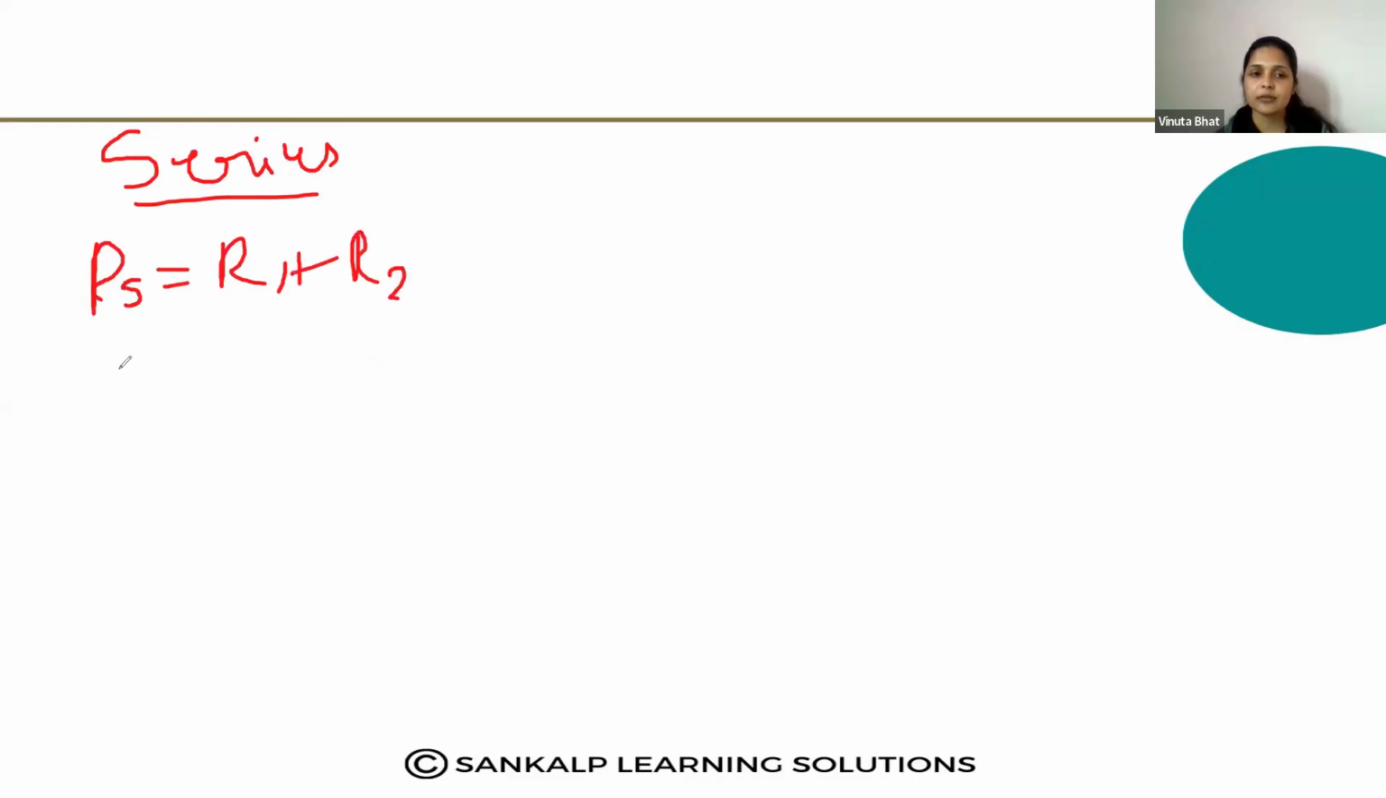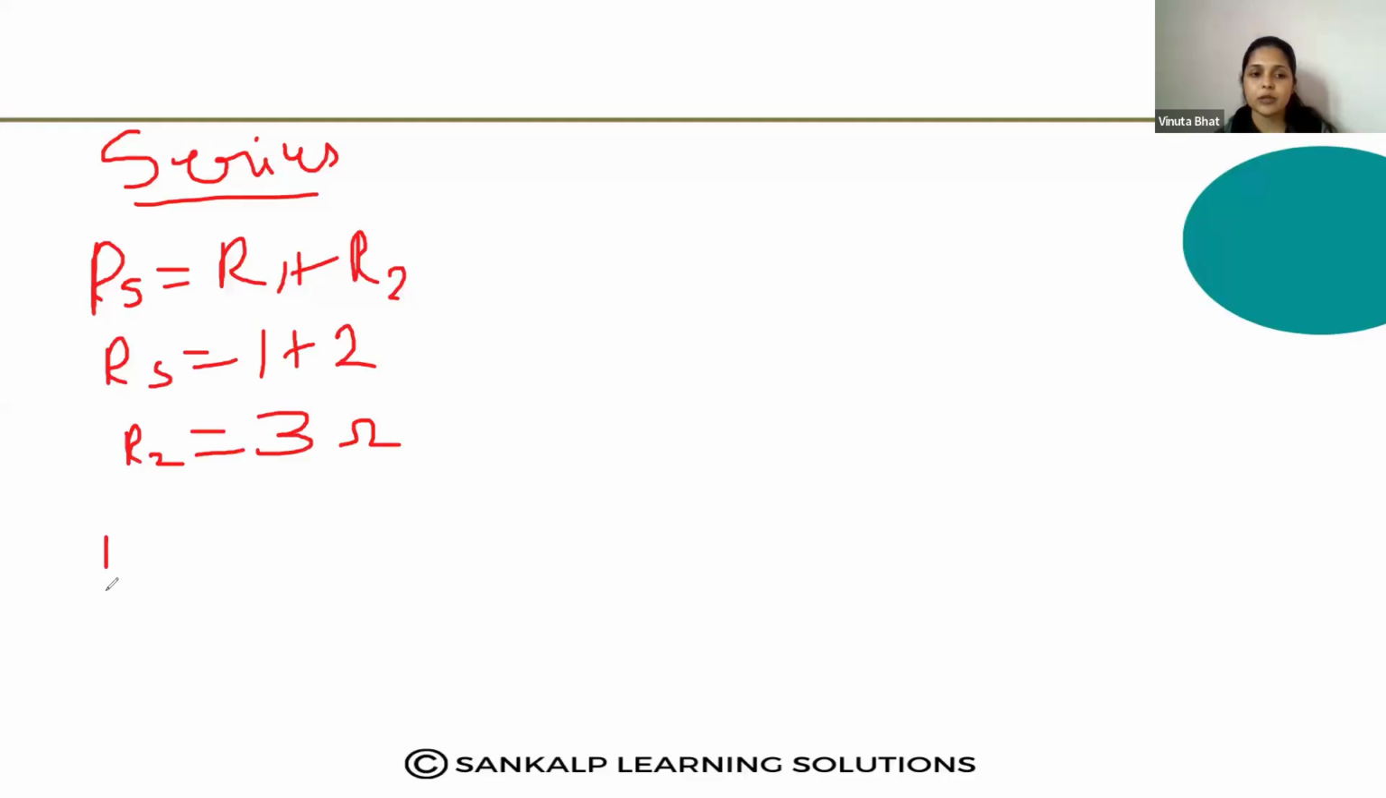Here, first, in case of the series connection, find out the total resistance. Rs is equal to R1 plus R2. What is the value of R1 and R2? Rs is equal to 1 ohm plus 2 ohm, that is equal to 3 ohm. The total resistance is equal to 3 ohm.